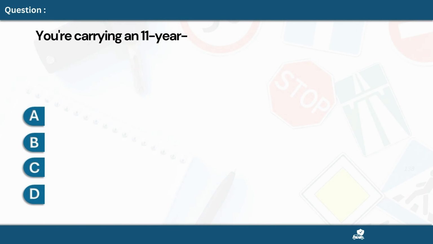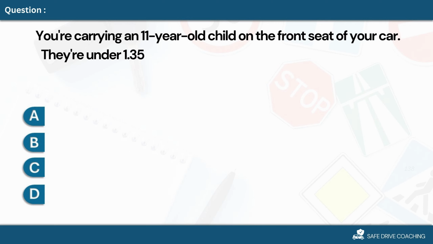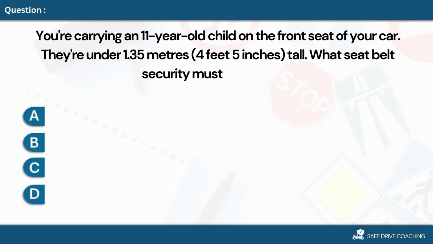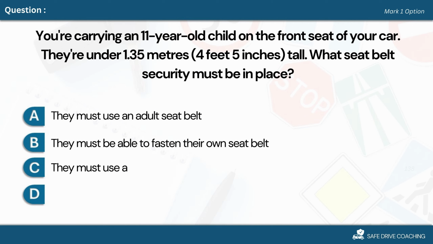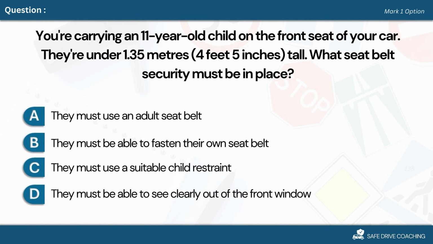You're carrying an 11-year-old child on the front seat of your car. They're under 1.35 meters, 4 feet 5 inches, tall. What seatbelt security must be in place? A. They must use an adult seatbelt. B. They must be able to fasten their own seatbelt. C. They must use a suitable child restraint. D. They must be able to see clearly out of the front window.